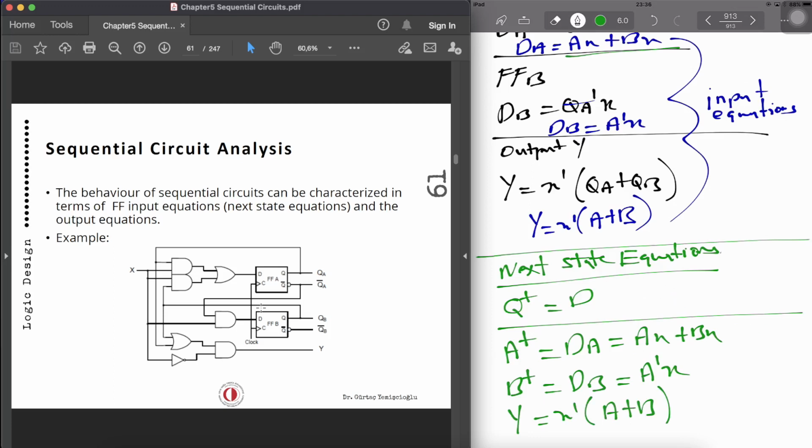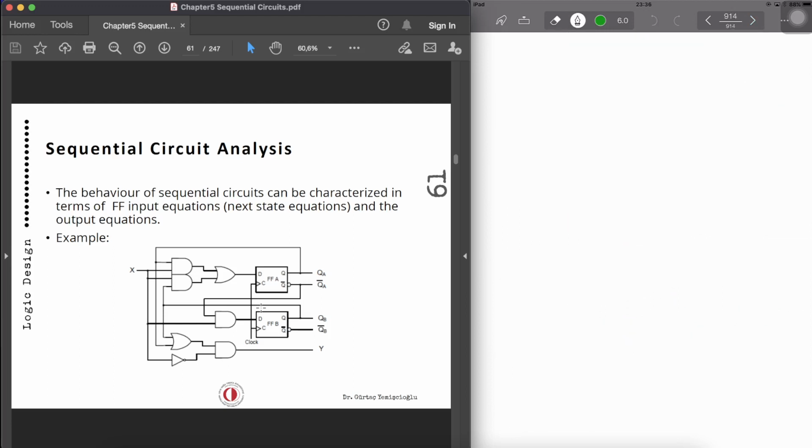So now, this is step 2. We have got the next state equations. Okay, the first 2 steps of analysis are done. The next analysis step is the state table.